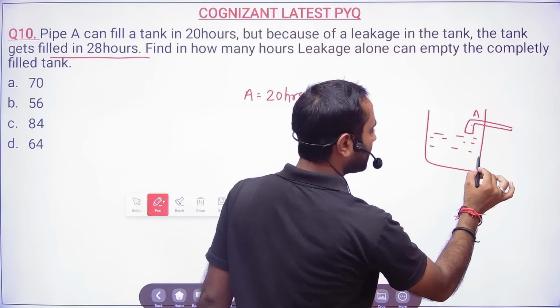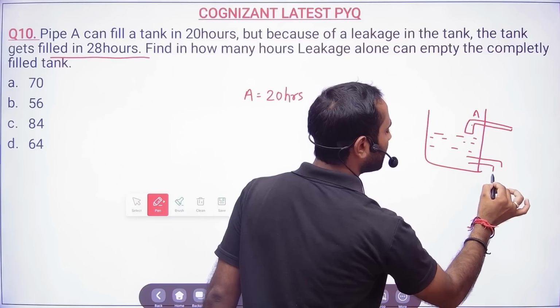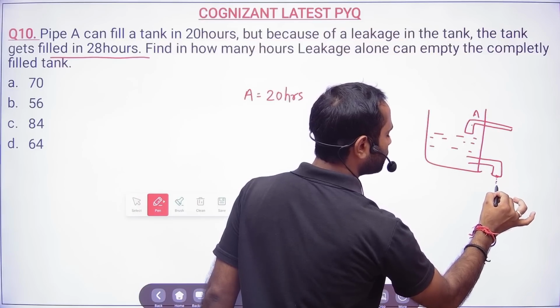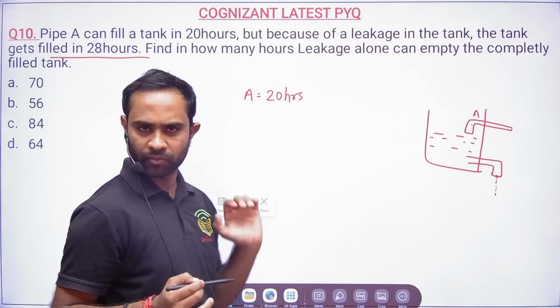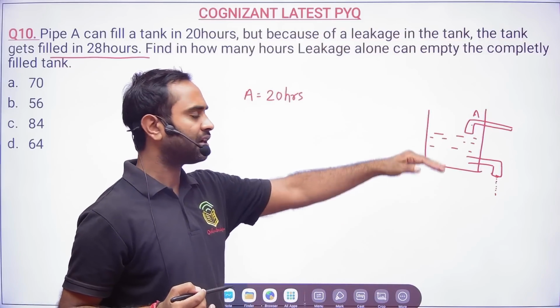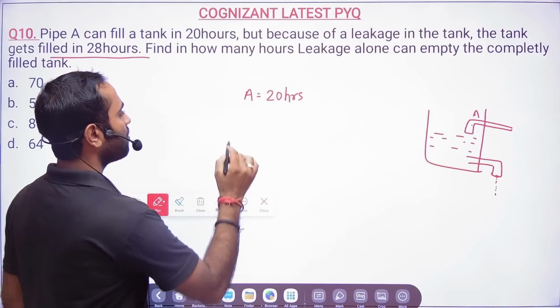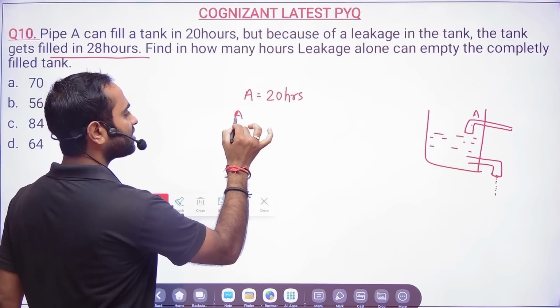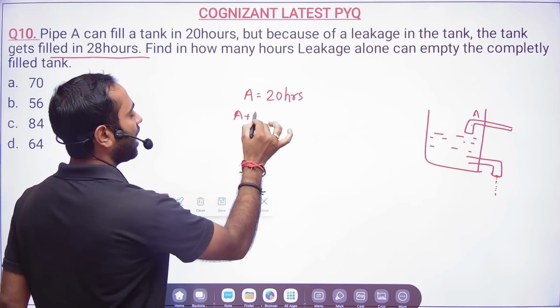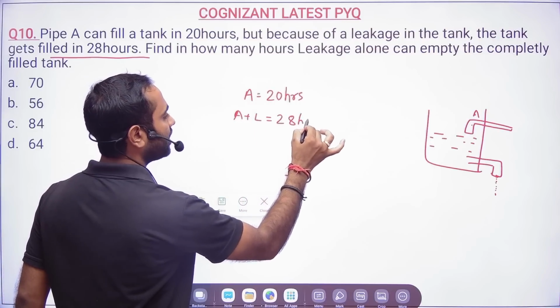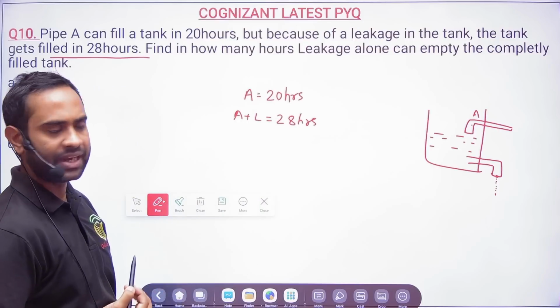Now, they're telling, but there is a leak. And what it is doing is the water is coming out from that. So definitely if there is a leak, then the tank will take more time to get filled, right? Okay. So now pipe A is filling the water and the leak is removing the water. In that case, it is taking 28 hours.